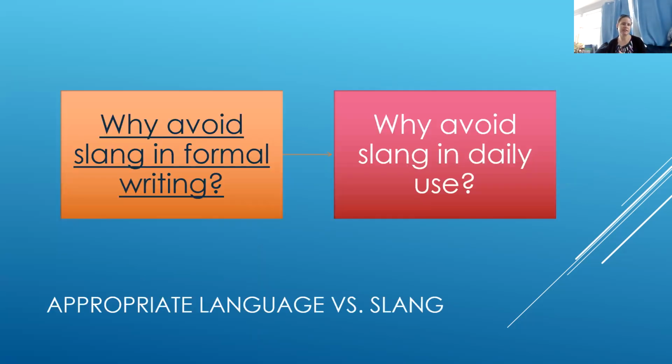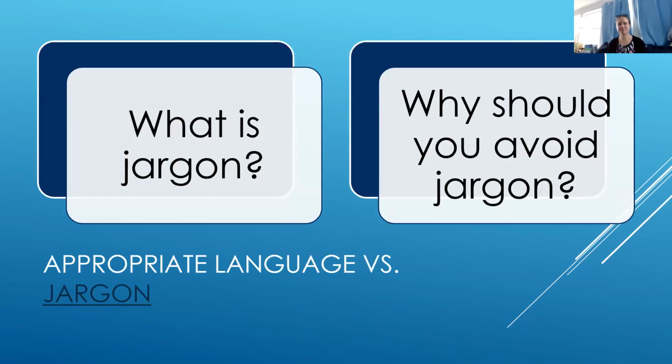The first thing we're going to cover is appropriate language. In formal writing, we want to avoid slang. When you look at this resource on why avoid slang in formal writing, think about why it should be avoided in daily use too. I know that typically I tell you I'm not going to correct your spoken grammar, but there are times when you're using slang in that daily use and it actually becomes embedded in your everyday language, and that translates over into that more formal type of writing.